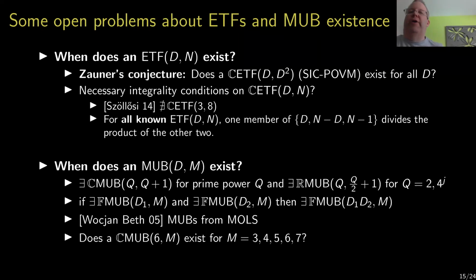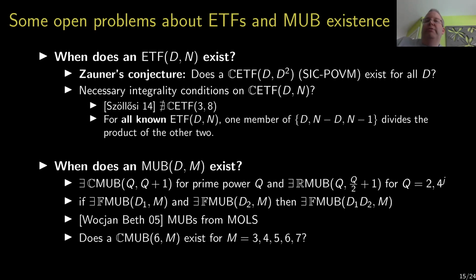Before moving on to the new stuff, I just want to advertise the area more broadly and say there are still lots of really important open problems here. Like, when does an ETF exist? Zauner's conjecture says there is always going to be a complex ETF of d-squared vectors in d-dimensional space. It's always going to be a SIC-POVM of that size. That's still open.